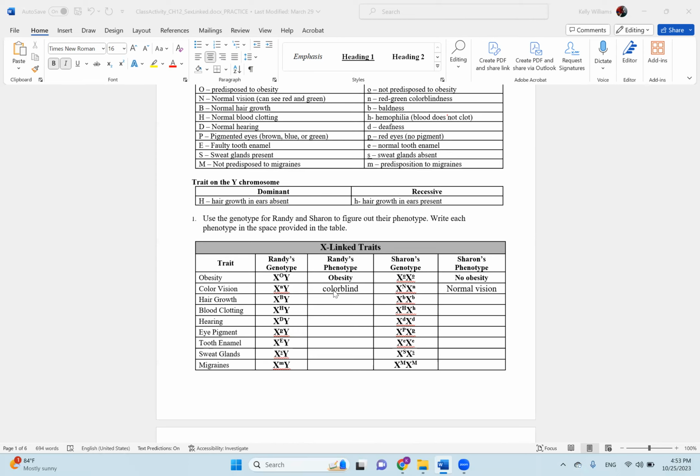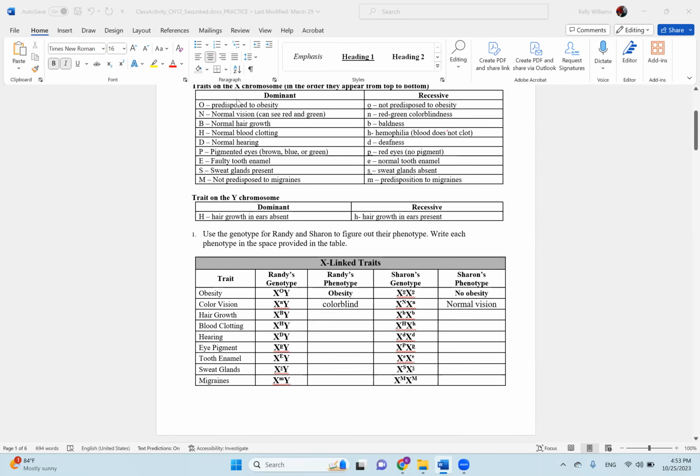Like predisposed to migraines. So when you look through Randy's genotype, you'll see he's X capital O Y. We come back up here and we see, okay, capital O means he's predisposed to obesity. So we're going to write obesity for his phenotype, right? Sharon has homozygous recessive, little o or lowercase o, which means she's not predisposed to obesity.